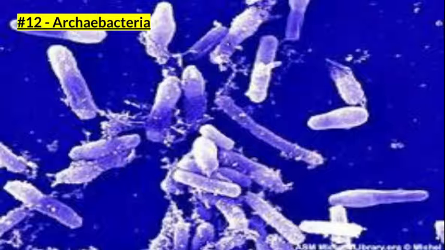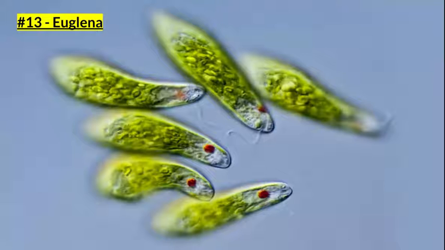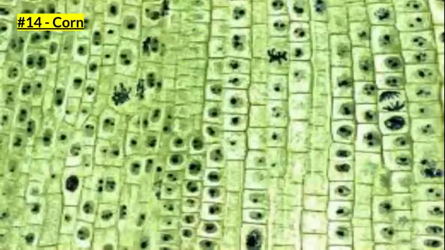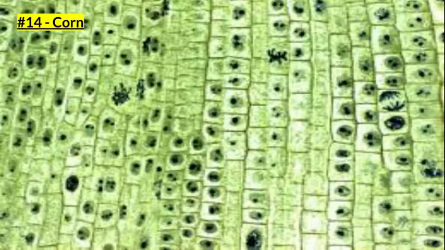Archaebacteria. There are two types of bacteria, archaebacteria and eubacteria. They're very different, but they do look similar. Euglena is the next one. Euglena is actually a single-celled animal cell. It has a flagellum at the front, and then there's an eye spot, which is that dark red structure. Corn, we all know what corn is.